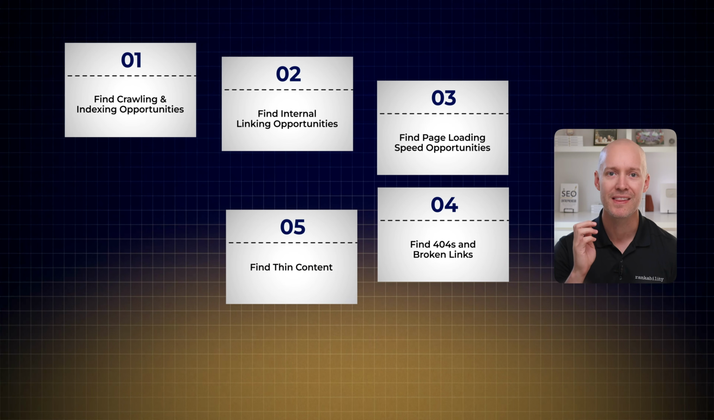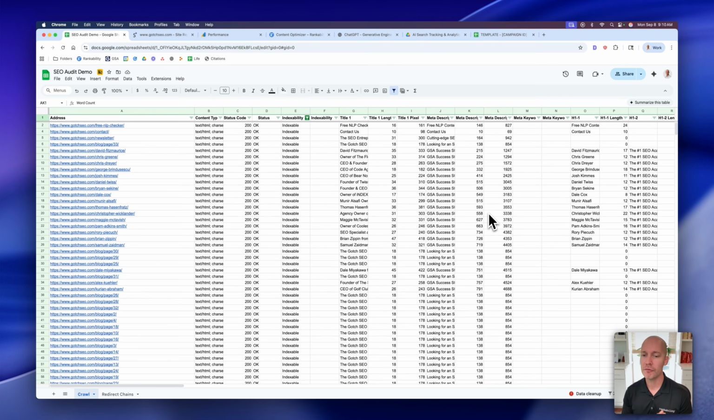Number 5, find thin content. All right, so now we're going to find some thin content. There are lots of different ways to define what thin content actually is. I would argue that it's not just about word count. You could technically have a page with a significant word count that doesn't add anything new to the equation, and that could be considered thin, in my opinion. However, for the sake of this argument, we're just going to focus on word count alone.